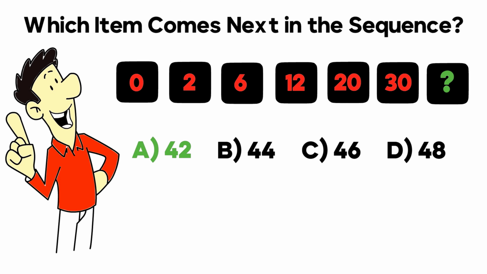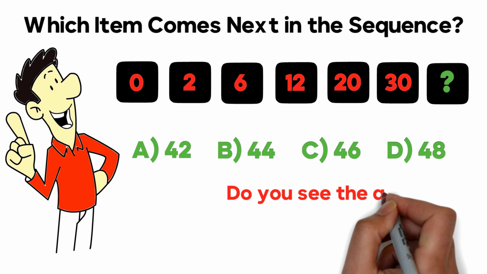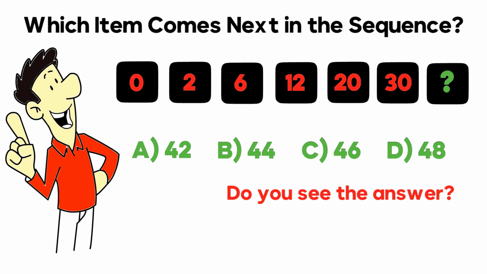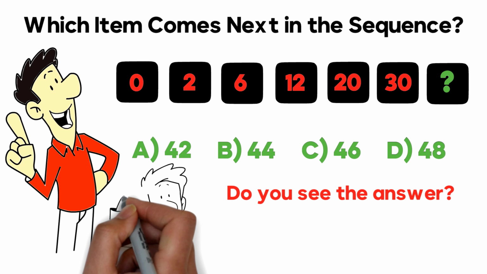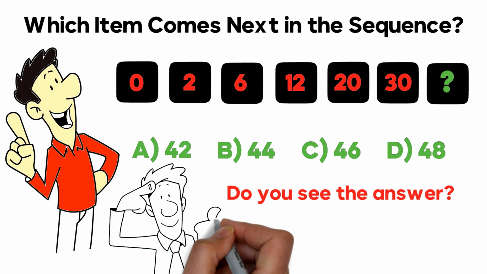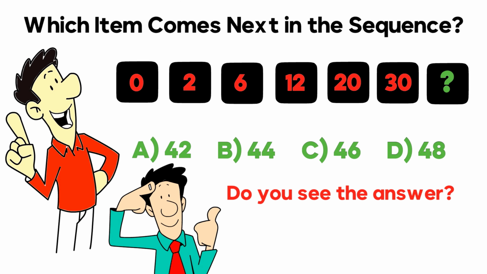Choice A, 42. Choice B, 44. Choice C, 46. And choice D, 48. Do you see the answer? It may or may not be obvious, depending upon your skills of detecting the pattern. Like it or not, we're going to continue and I'll share with you the answer.